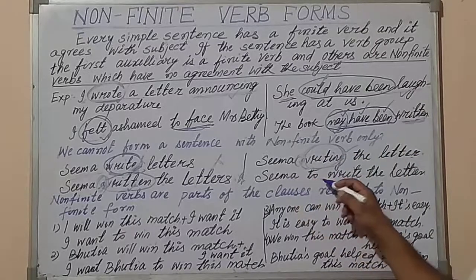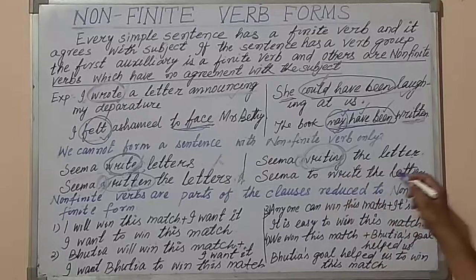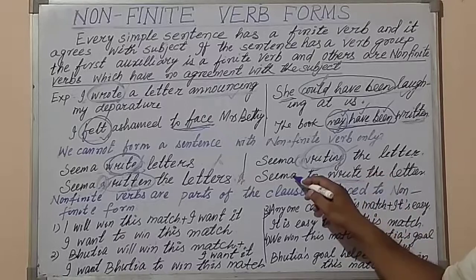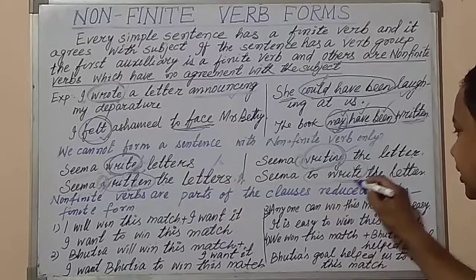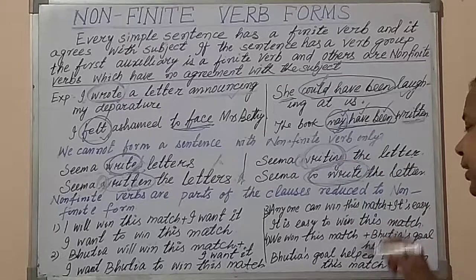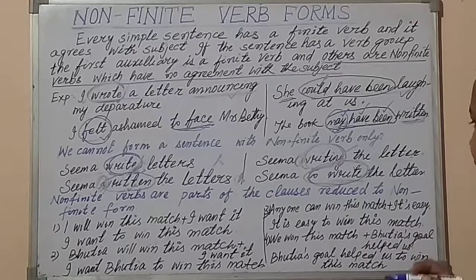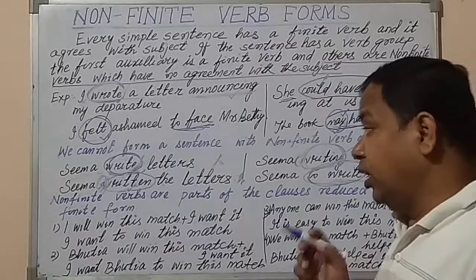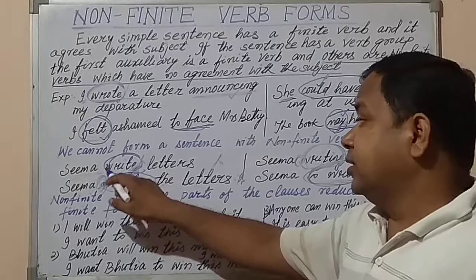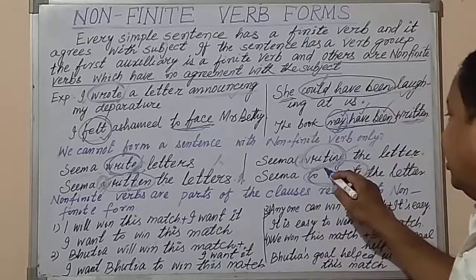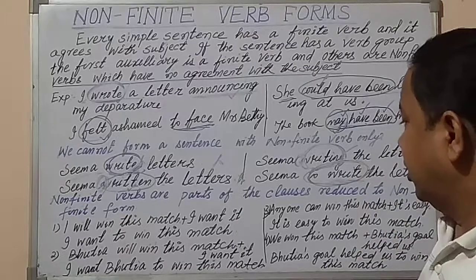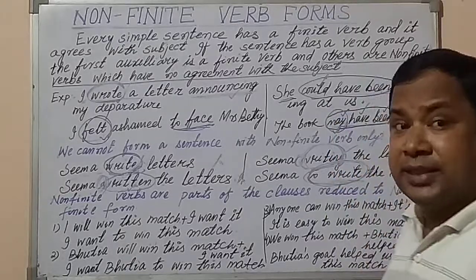Next you see, Seema to write the letters. To write, you see here write is the verb, but Seema to write has no meaning. So to write is the non-finite verb and it cannot make a sentence. That means we cannot make a sentence only with the help of non-finite verbs like write, written, writing or to write. So these cannot be used to make simple sentences.